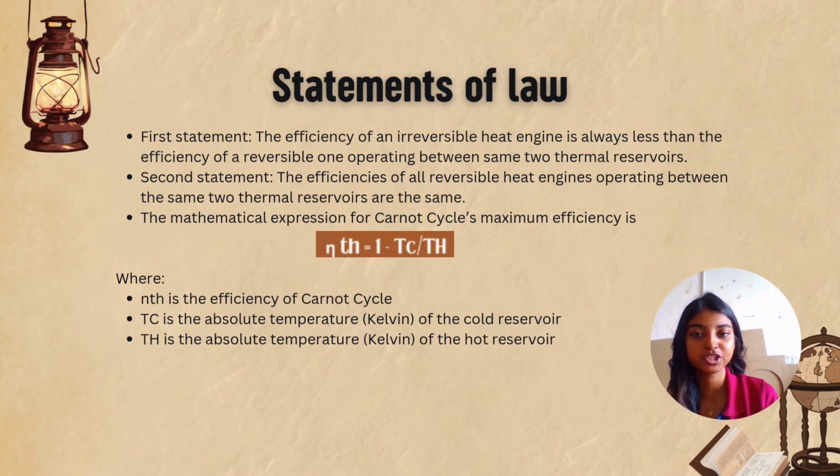where η is the efficiency of the Carnot cycle, Tc is the absolute temperature in Kelvin of the cold reservoir, and Th is the absolute temperature in Kelvin of the hot reservoir.